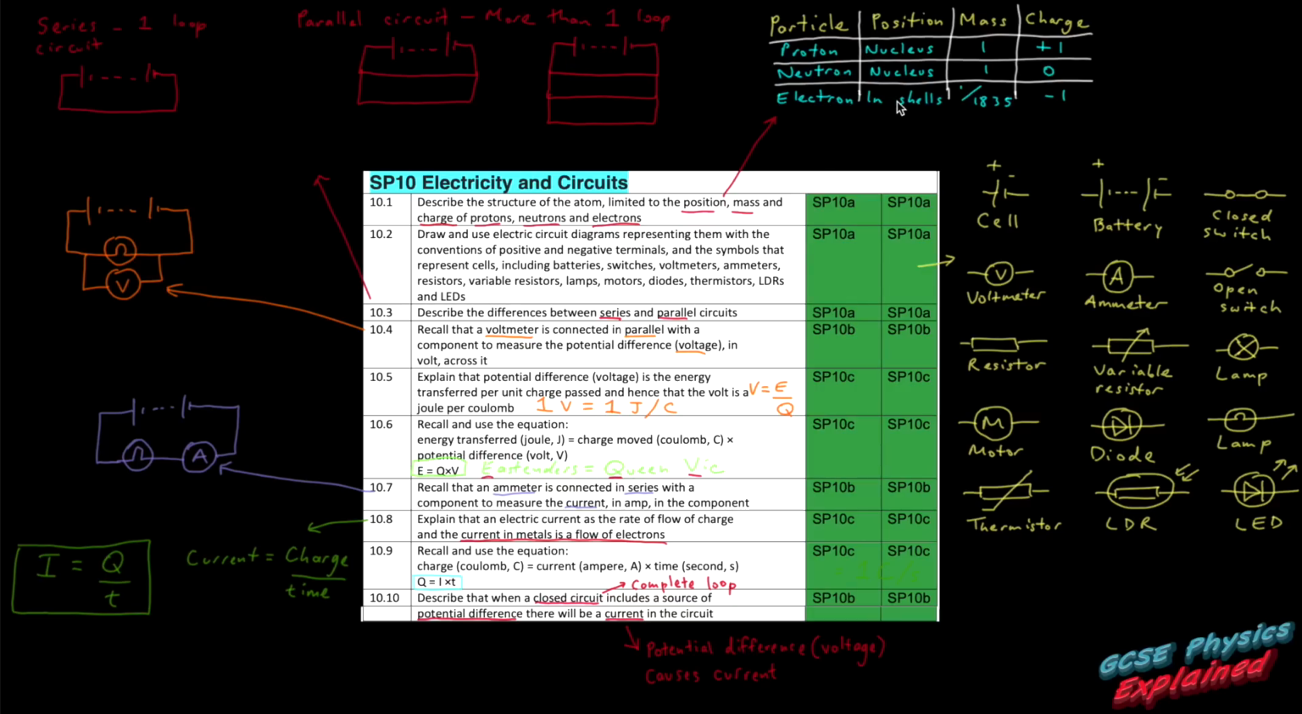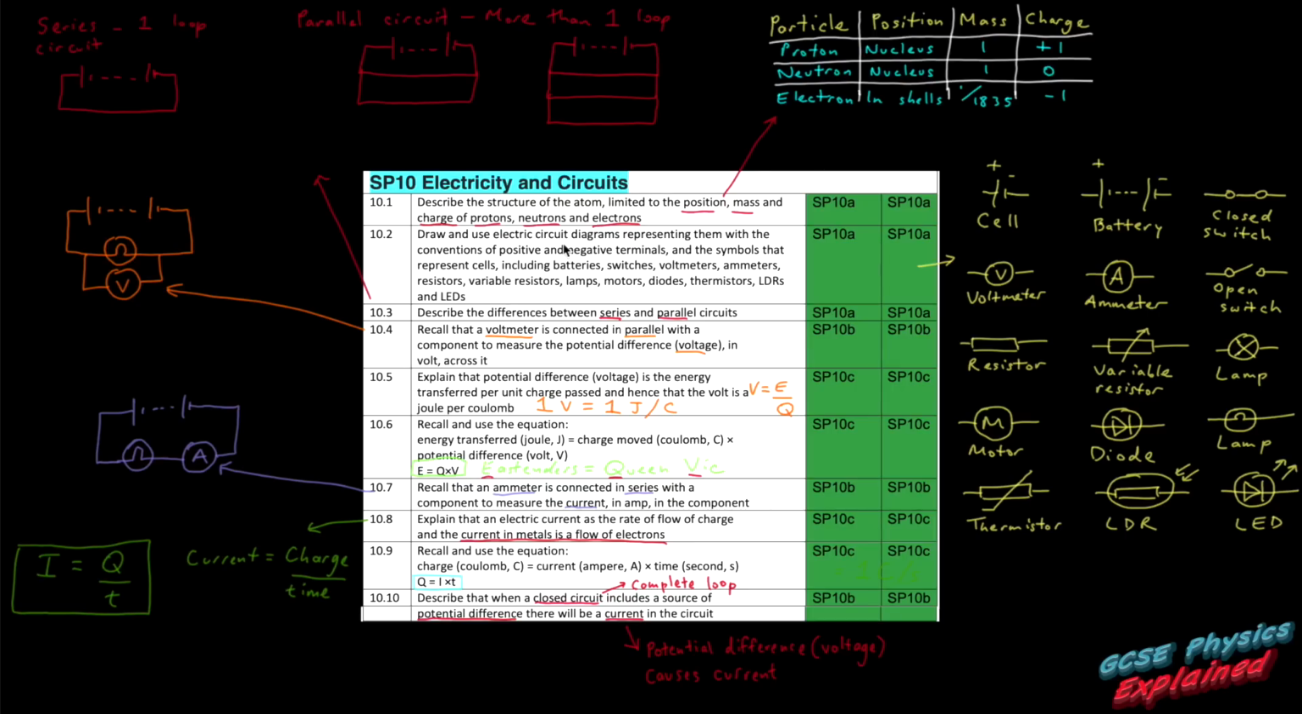And the electron is found in shells that orbit the nucleus. Its mass is approximately 2,000 times lighter than the proton and the neutron. It's 1 over 1,835 if you want to be precise. And the charge is -1.